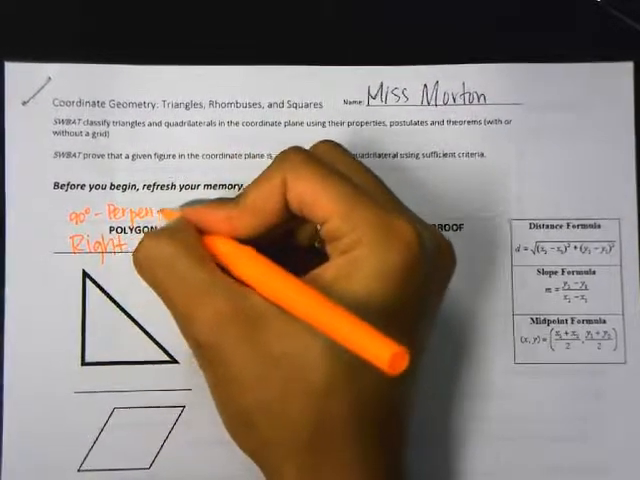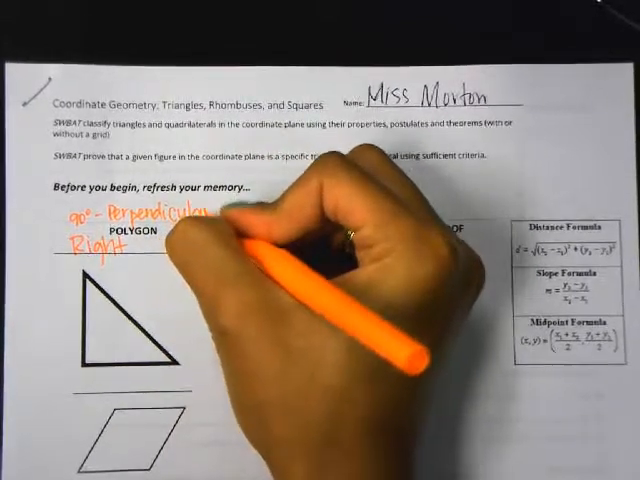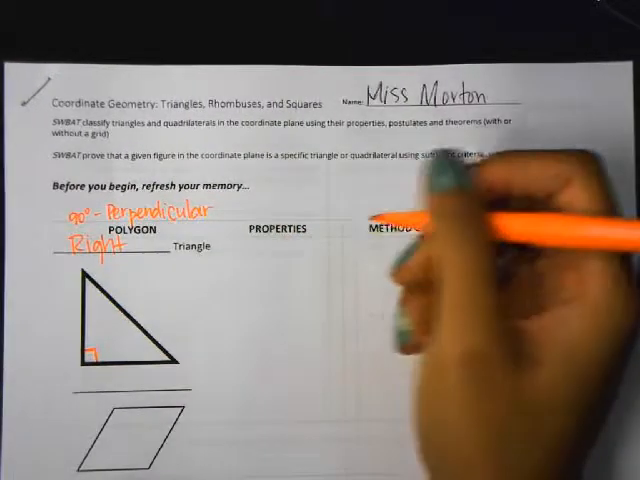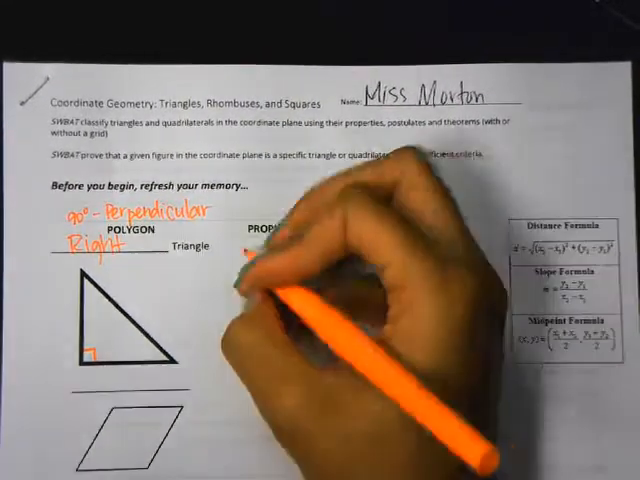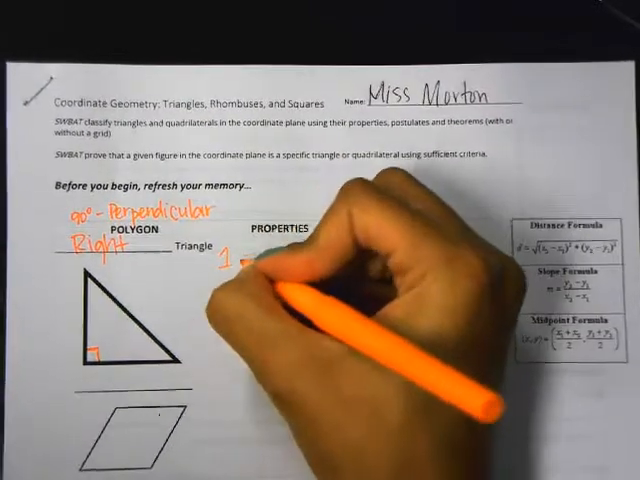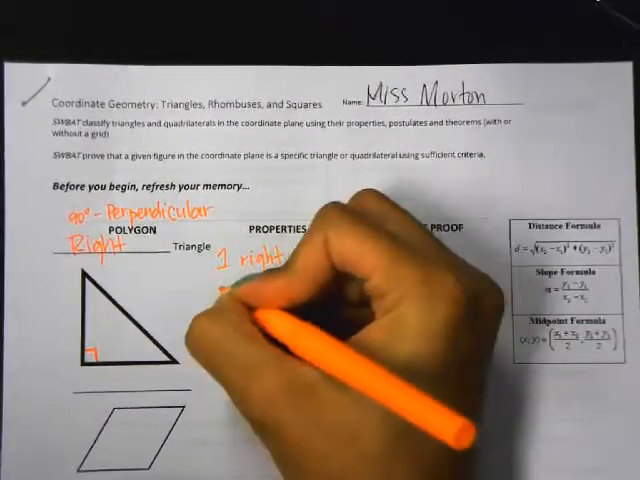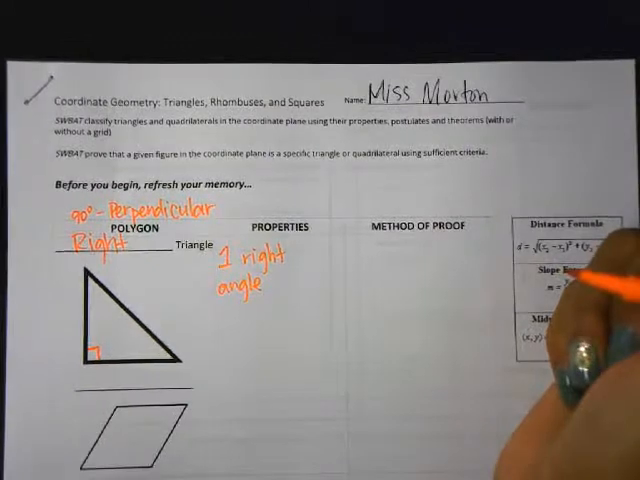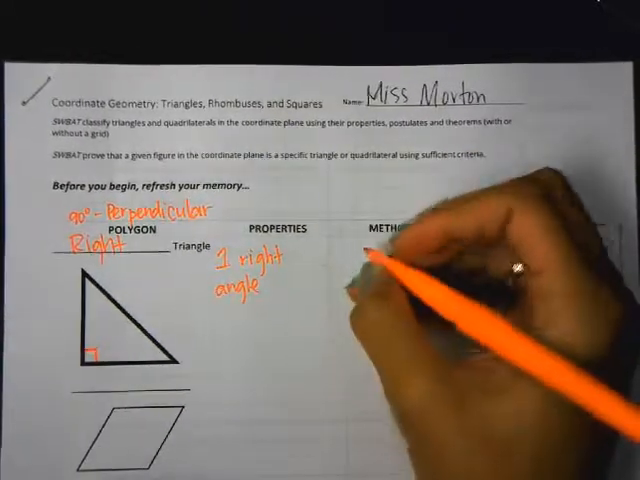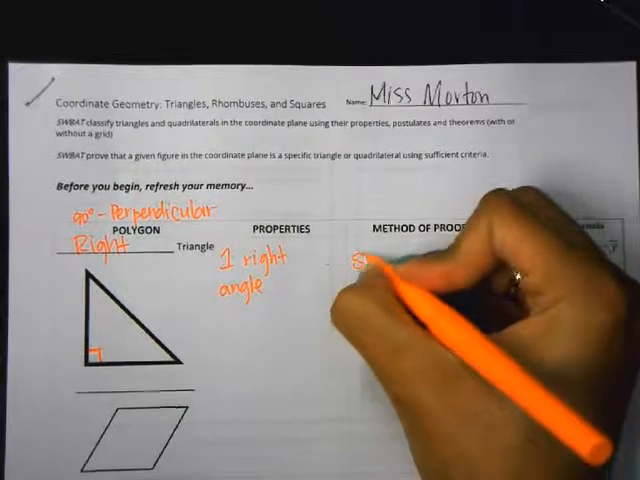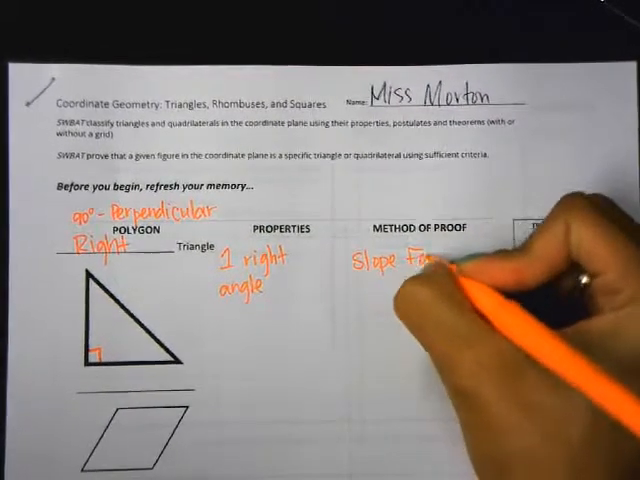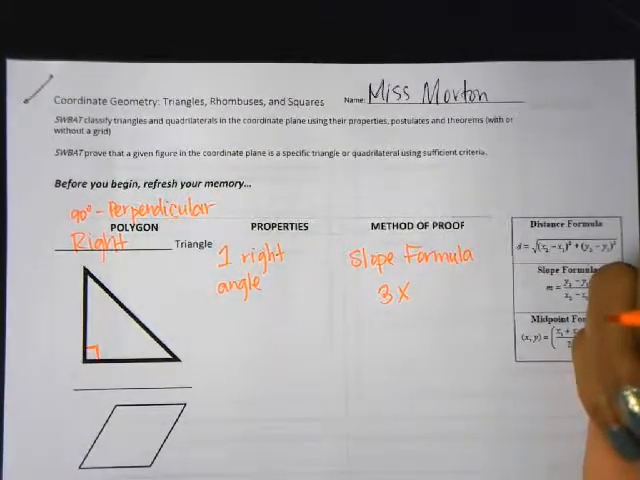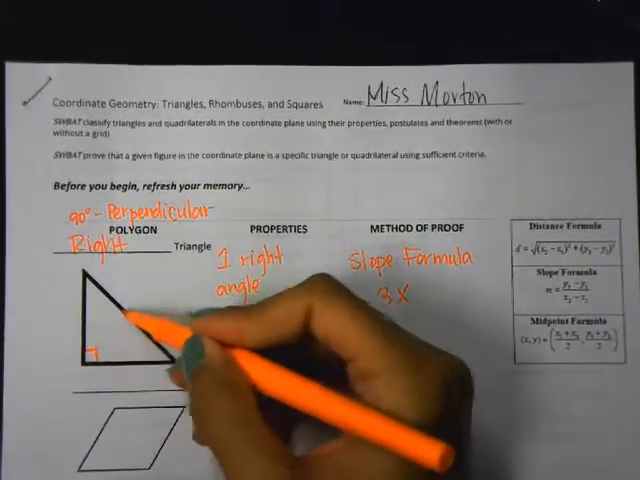So I'm going to draw my 90-degree symbol right here, a box in the corner. And the one property that we are going to have to prove about this shape is that it has one right angle. Now, in order to prove that it has one right angle, we are going to need to perform the slope formula 3 times. Okay, one time for each side. So 1, 2, 3.